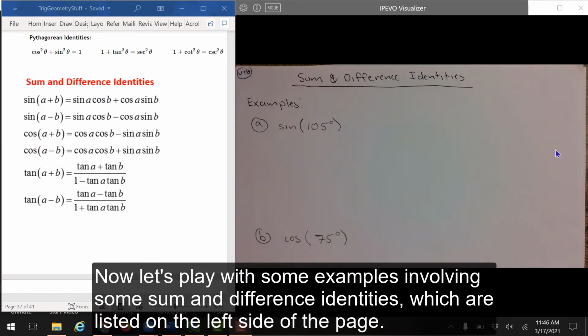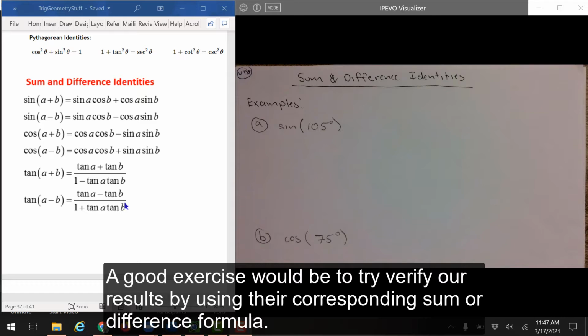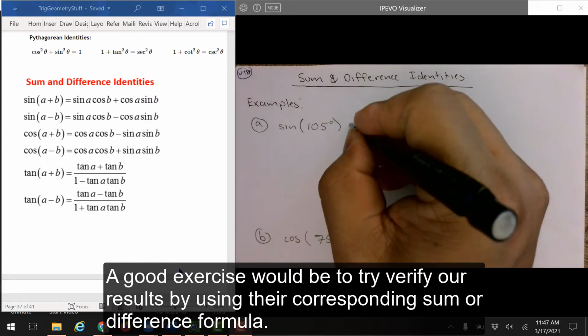Now let's play with some examples involving some sum and difference identities, which are listed on the left side of the page. Note, for the following examples, we can use either sum or difference identities. A good exercise would be to try to verify our results by using their corresponding sum or difference formula.